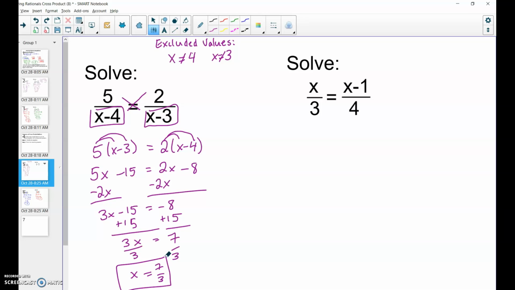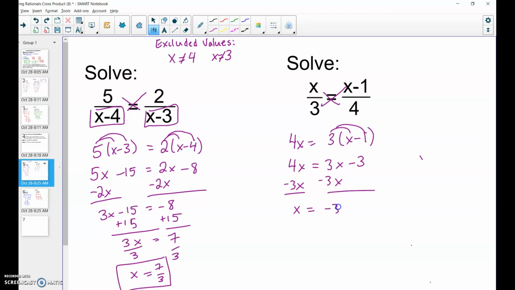Okay, so hopefully you paused the video. You should notice that you don't have any values on the denominator with x, so you don't need any excluded values, so we can simply cross multiply. So I have 4x, and I have 3 times x minus 1. I need to simplify by distributing that 3. And then I need to solve for x. So x should equal negative 3. Okay, and that's it for cross multiplying.